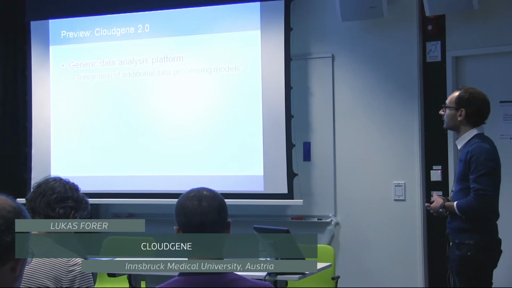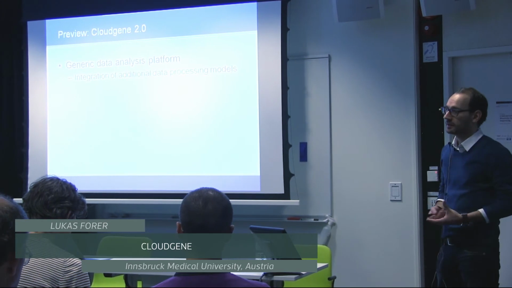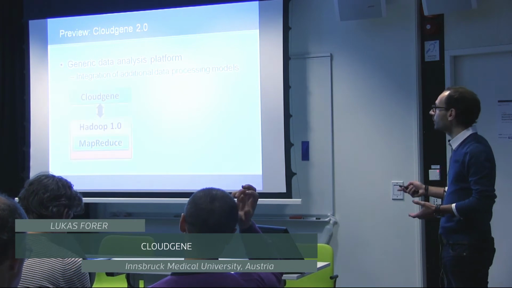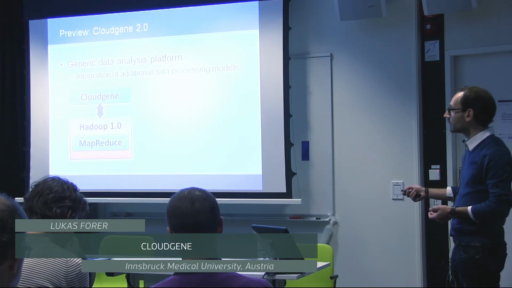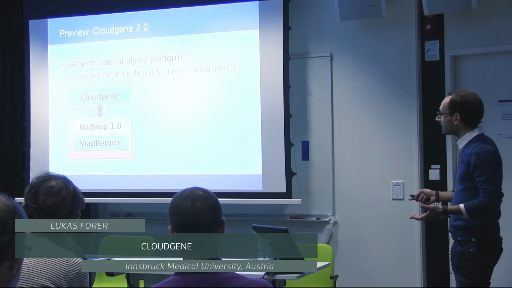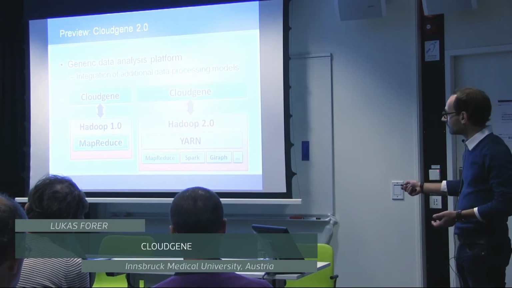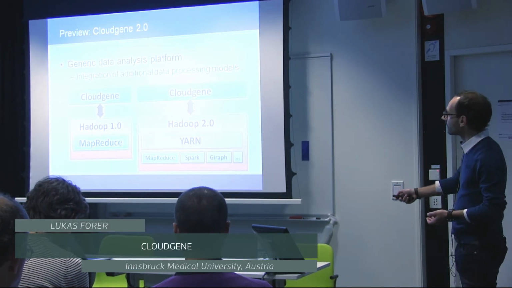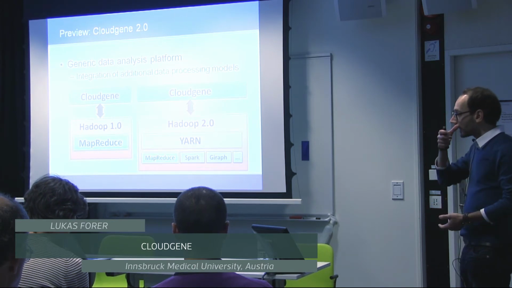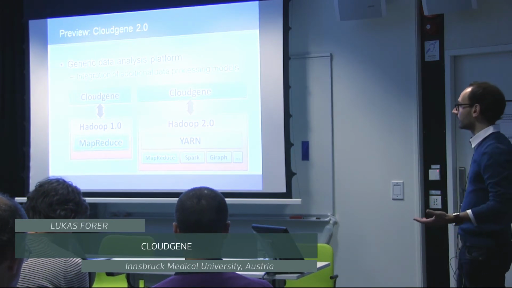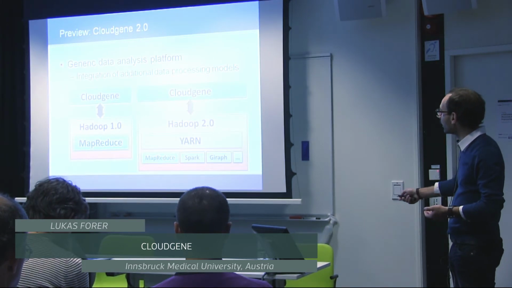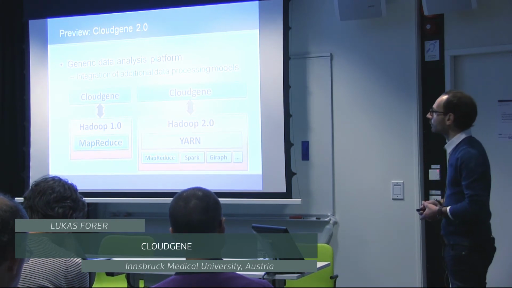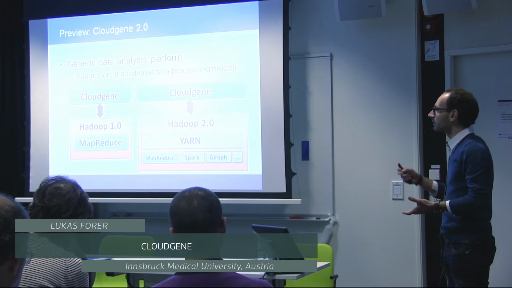The second point is that we want to turn CloudGene into a more generic data analysis platform by integrating additional data processing models, because at the moment we are using Hadoop 1, so we are limited to MapReduce. The next step is the new Hadoop version with the new YARN architecture. Hadoop 2 is not limited to MapReduce; it also supports in-memory data processing models, some for graph databases and so on. So we hope that when we change CloudGene to Hadoop 2, we can turn it into a more generic data analysis platform that is not limited to MapReduce.